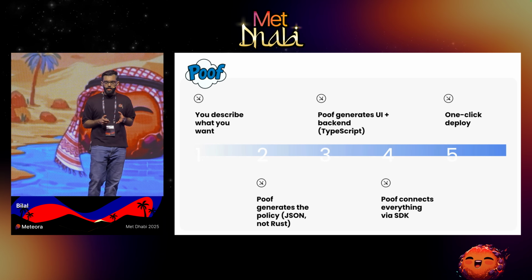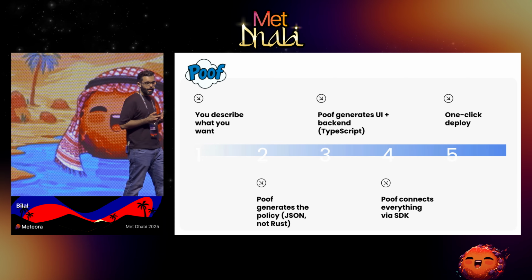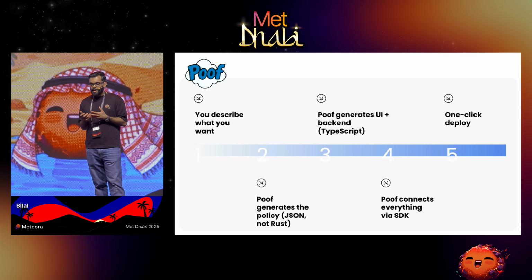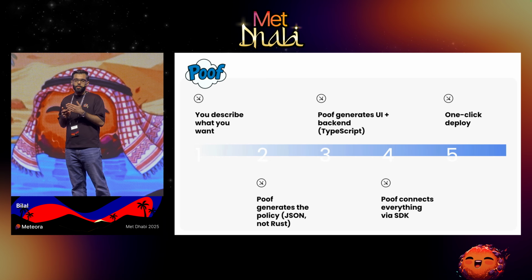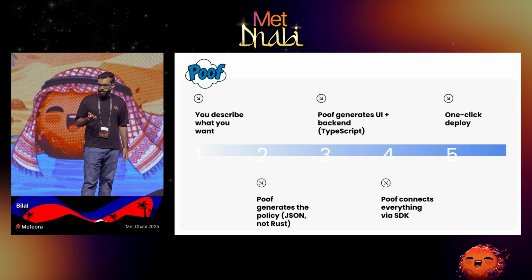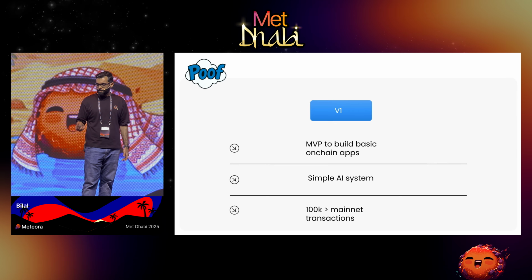Poof.new is a website where you come in, you describe what you want, and the AI, using Poof Cloud, builds an end-to-end working dApp for you, and then you can go into the website and continue to enhance your application. It uses the Poof Cloud SDK to generate your Solana dApps.